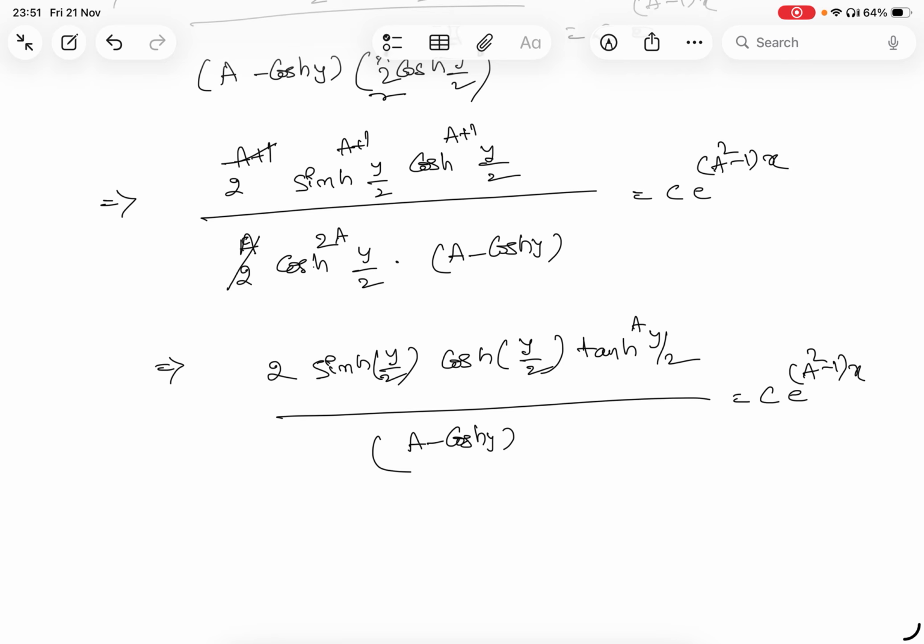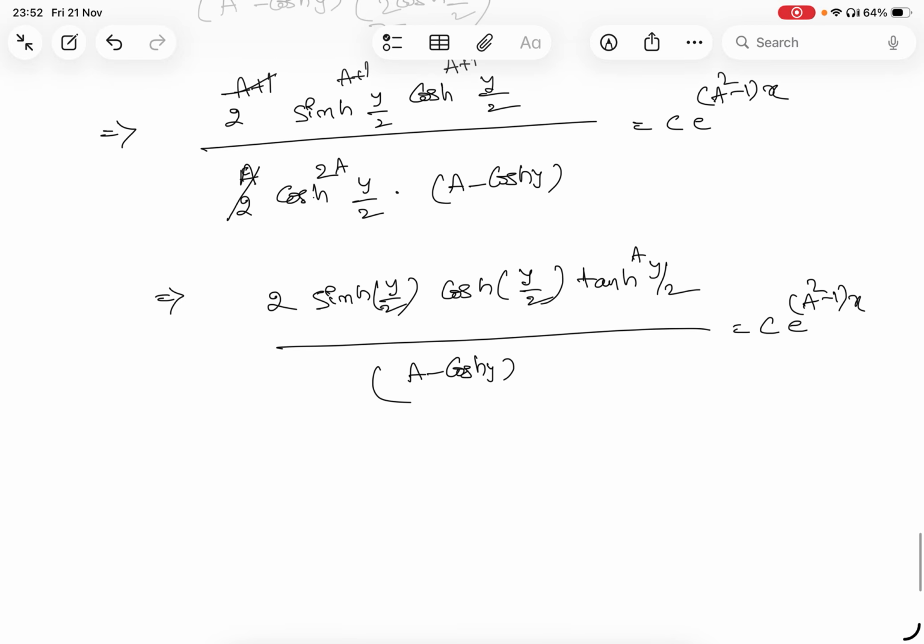Right? As you can see here, there is cos h(a plus 1) by 2, right? This cos h power 2a y by 2, when it goes to the numerator, it becomes minus 2a. So a plus 1 minus 2a, which becomes minus a plus 1, right? When it comes to the denominator again, it will become 1 minus a, right? Then there is one more sin h(y by 2) power a, right? Then it becomes tan h of y by 2.